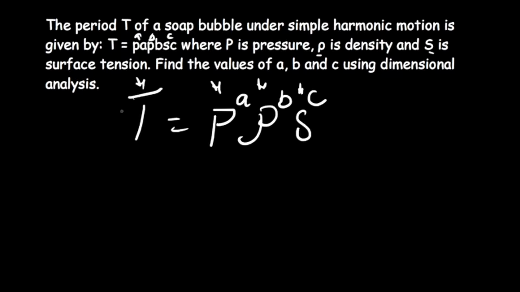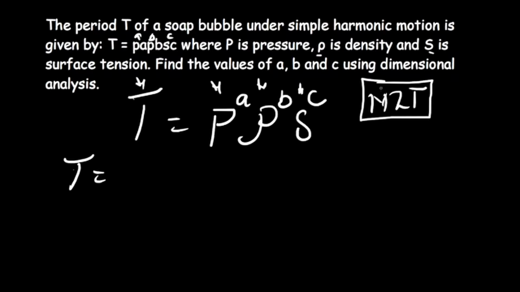For the left-hand side, we have a T. Let me write it this way. We have a T. So we use the MLT system. MLT system, okay? Now, in physics, we have what we call 7 fundamental quantities. And they're as follows. We have mass, length, time, electric current, temperature, amount of substance, and luminous intensity. However, when doing dimensional analysis, we mostly use mass, length, and time.